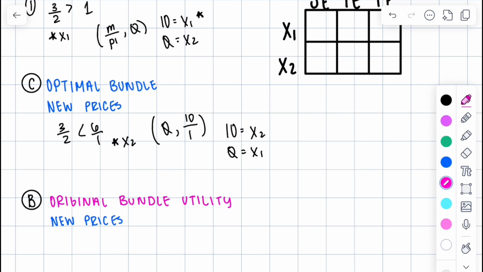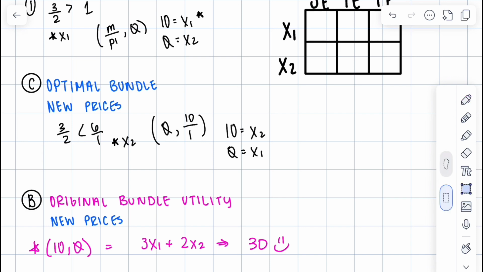Now we have our original bundle utility at our new prices. So we know that our original bundle was 10, 0, and our utility function is 3x1 plus 2x2. So I'm going to go ahead and just plug that 10, 0 in, and so that's going to give me a utility level of 30.